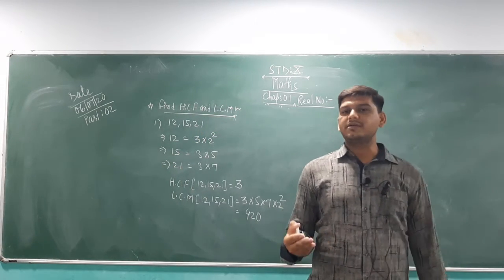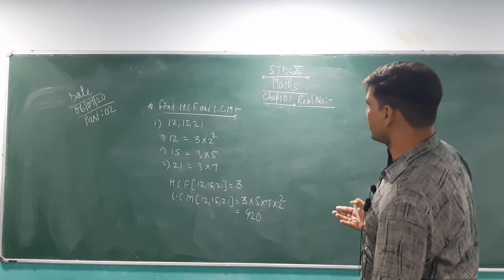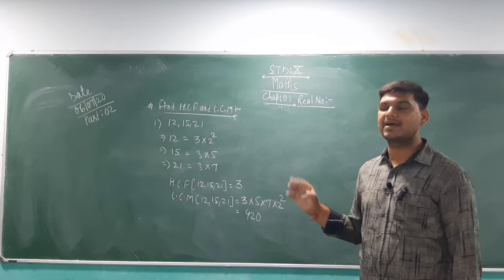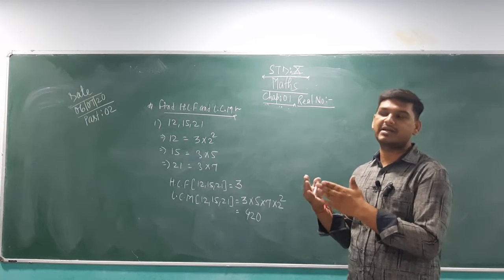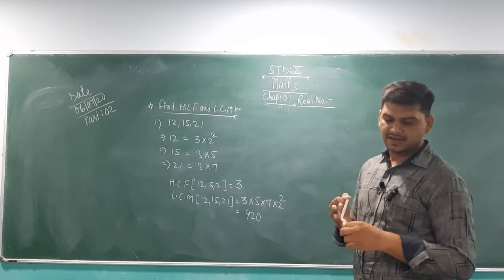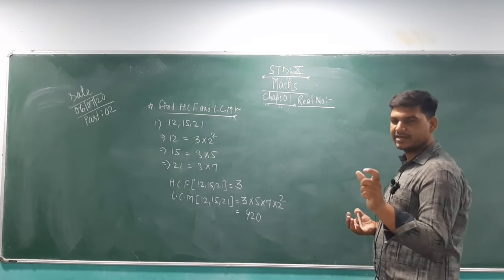So you can easily convert the numbers into the form of prime factors, and by using those prime factors you can easily find the HCF and LCM. Okay, very easy. Now we'll take another example.